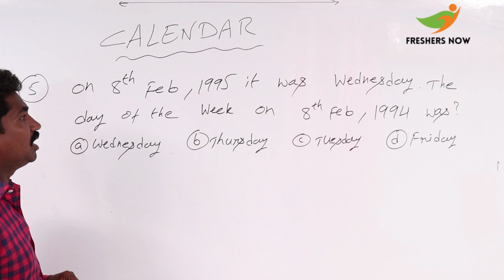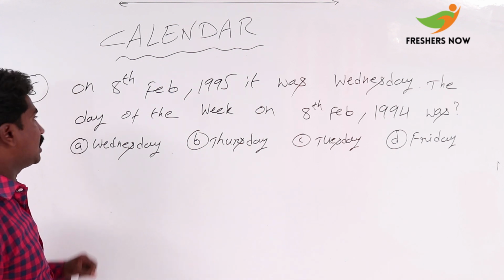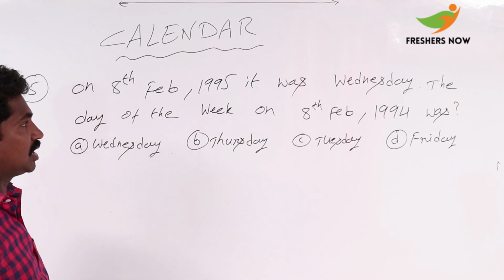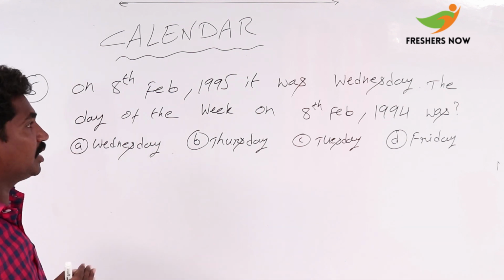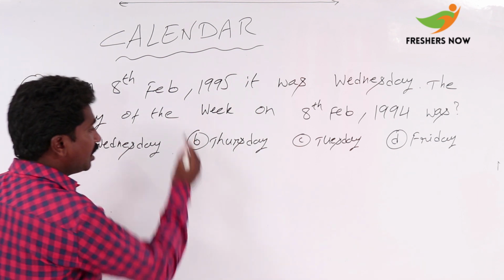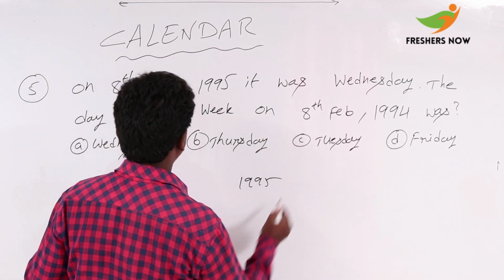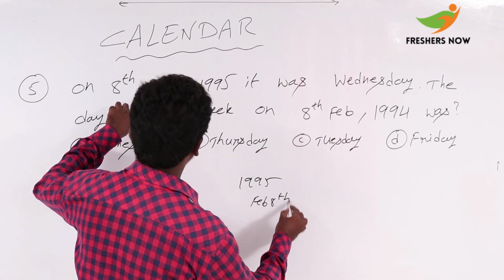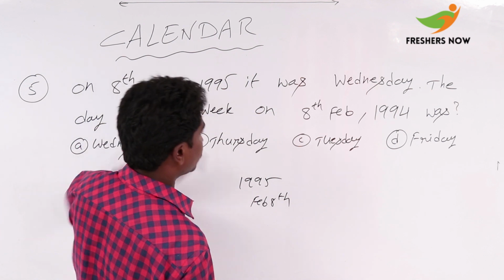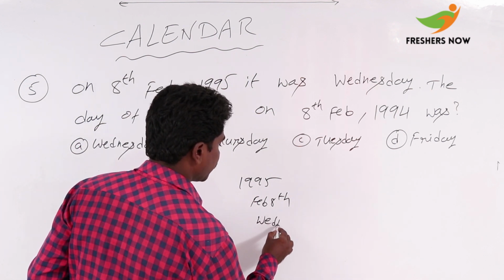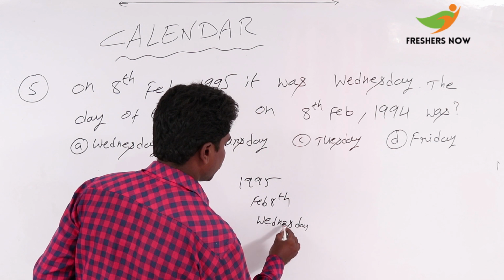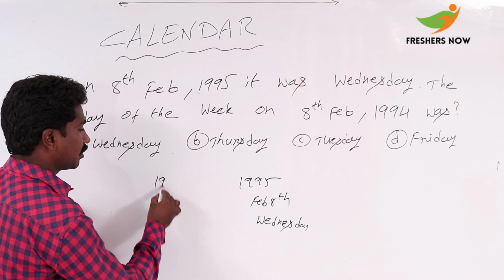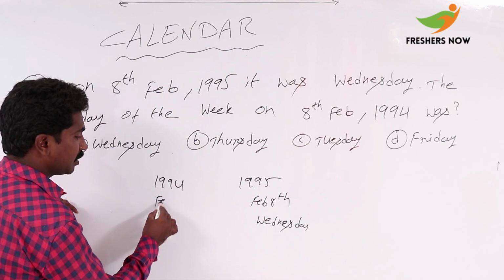On 8th February 1995, it was Wednesday. The day of the week on 8th February 1994 was. He is asking before year calendar. 1995 February 8th is Wednesday. So he is asking 1994 February 8th.